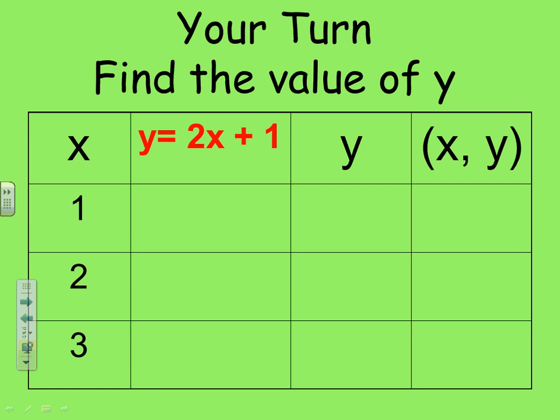Finally, we're kicking it up a notch. And our rule is 2x plus 1. We have our x, our 2x plus 1, and our y. Again, pause this so you can copy it down. I'm going to move on. My x values are 1, 2, and 3.